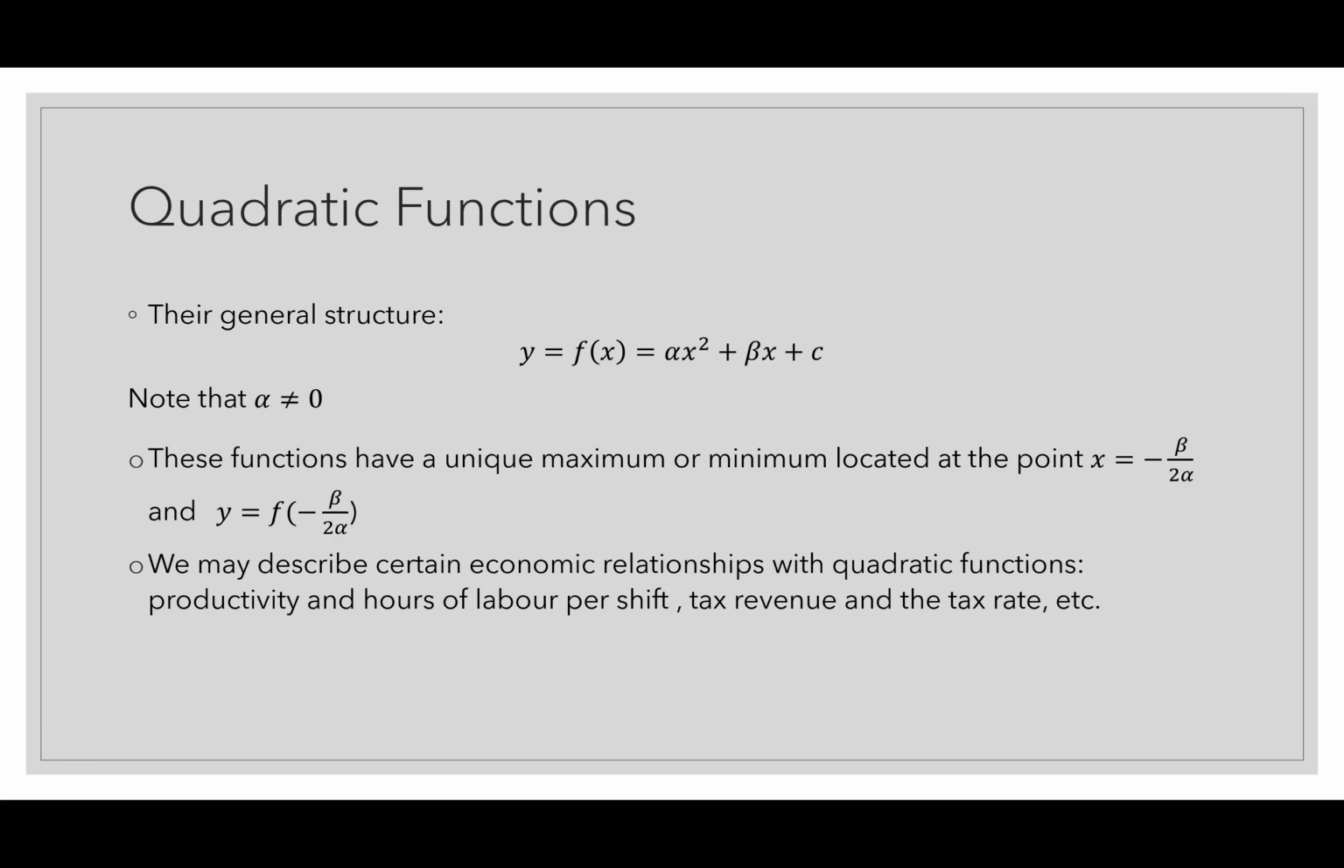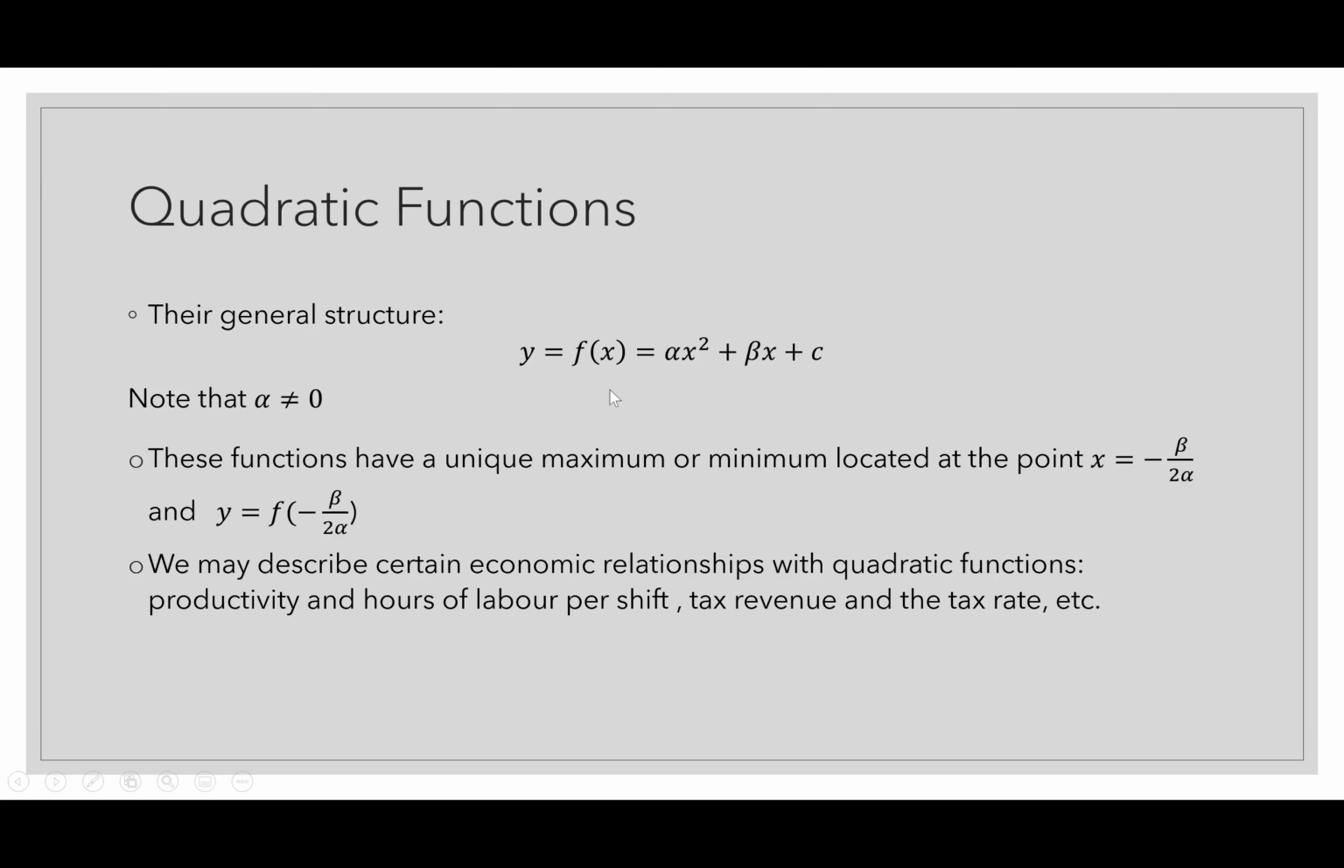So let's begin with quadratic functions, which have this general structure that you see here, where y is a function of x, and this function adopts this polynomial form where there is this coefficient alpha that is multiplied by x to the power of 2, and then you add beta times x to the power of 1, and then you add a constant. And this constant here serves the same purpose as the constant served in the linear case. In the linear case, we saw that this could be called the intercept parameter, and the intercept parameter tells you the value of y when x is equal to 0. Here it's the same case.